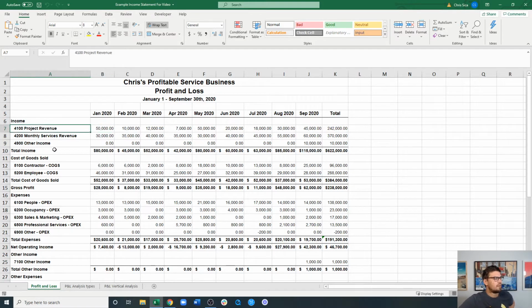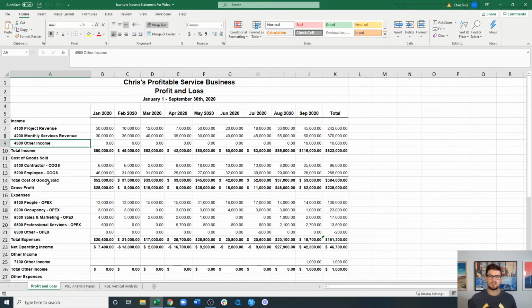The first one we have is project revenue, and then we have monthly services revenue, and then we have other income. Now, why do we have multiple revenue accounts? The reason is that you often want to break up your revenue depending on what kind of visibility you want into the business. So for example, in this business, because it's a service business, we have 2 different types of work that we do for clients. We have project work and we have a monthly retainer that other clients are on.